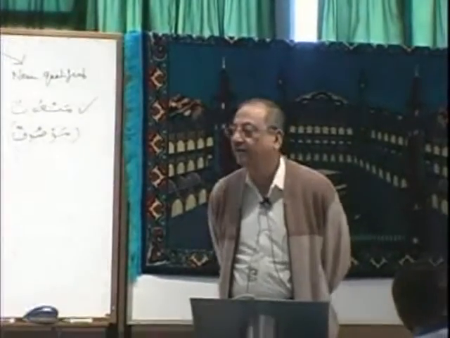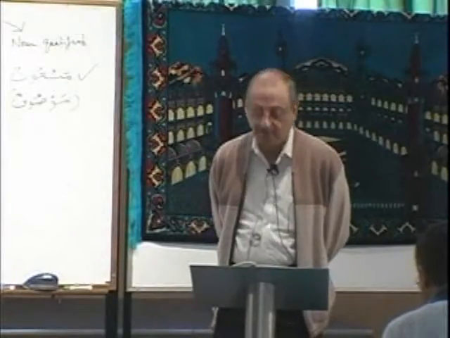Man, huh? See, hadha rajulun, this man. Who is this man? Huwa Abbasun. Are you with me? Huwa Abbasun. Mubtada khabar? Okay. Abbasun tajirun. Abbas is a merchant. See, Abbas is a definite noun. It's a mubtada. And tajirun is indefinite. What is it? Abbasun tajirun ghaniyun. So what is it? Abbas is a rich merchant.